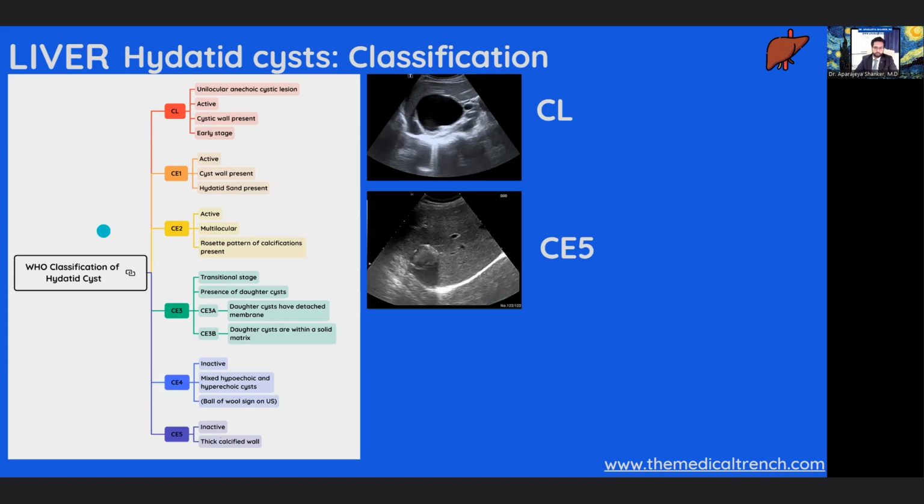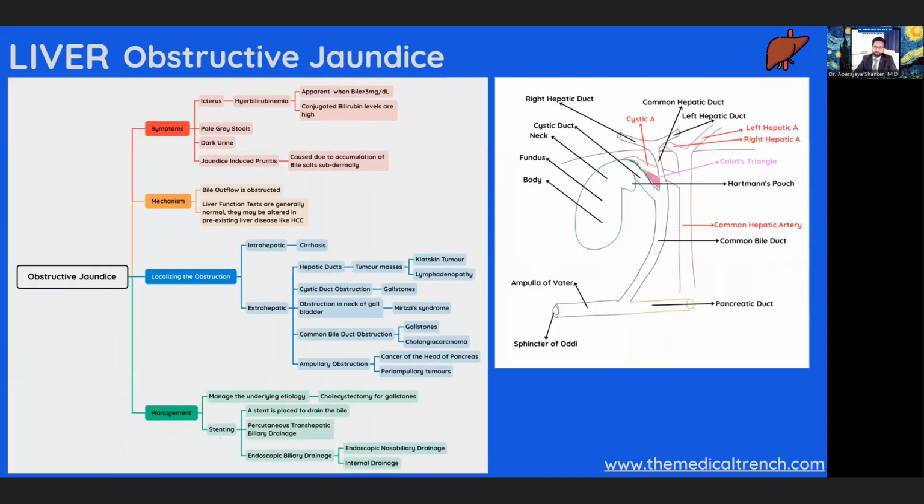So I'm assuming that there are no further questions about the hydatid disease section. The next part is obstructive jaundice. In obstructive jaundice, I have made a diagram in the corner which is going to accompany us over the course of gallbladder disease as well.